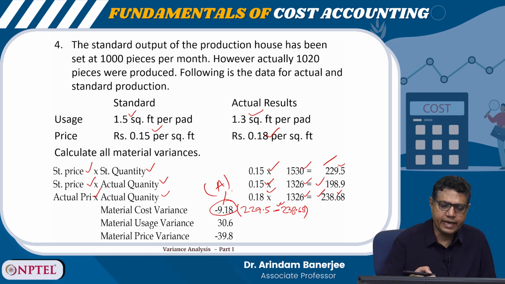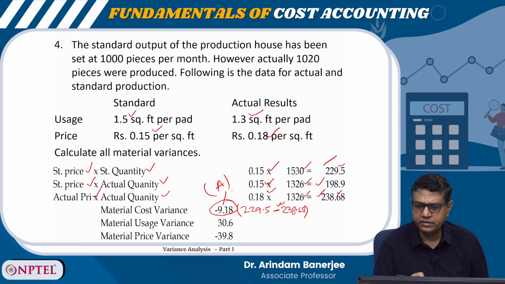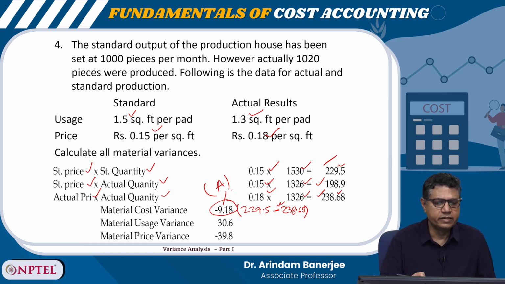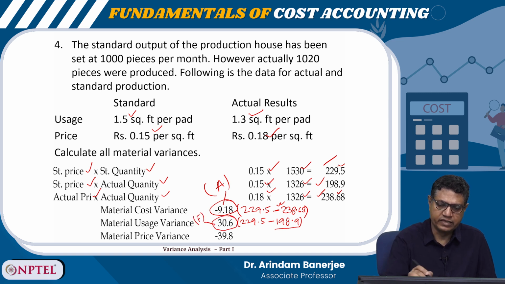right. Now, we can take the usage variance. Usage variance depends on the use of quantity, right. So, I can calculate it as standard price into standard quantity, that is 229.5, minus standard price into actual quantity, that is 198.9. Now, is this favorable or adverse? This is of course favorable because this one is smaller. So, it is 30.6, the difference, this is a favorable variance, right.